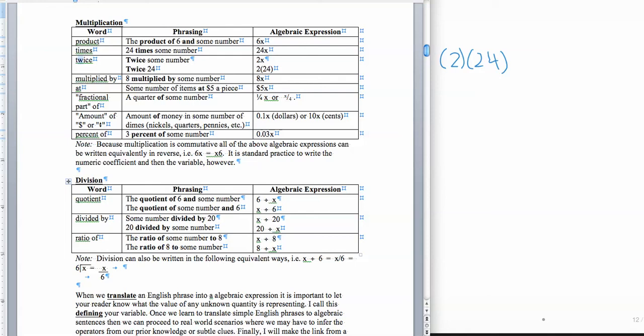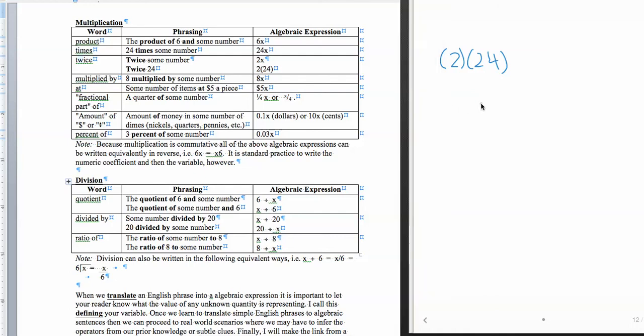The ratio of, a lot of times we write ratios as fractions. So the ratio of some number to 8, x over 8, keep in mind, remember that we can also write this as x over 8, as you see over here on the right hand side. So those are the different ways that we can write division. Now with all that in mind, we'll be able to translate an English phrase into a mathematical or algebraic expression, and that's what we'll do next by some examples.